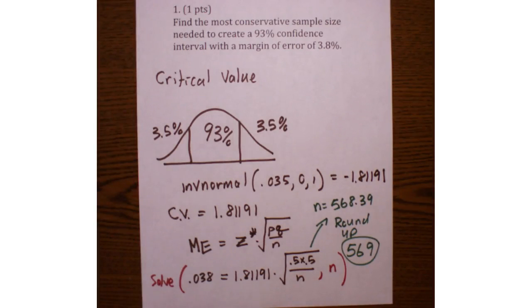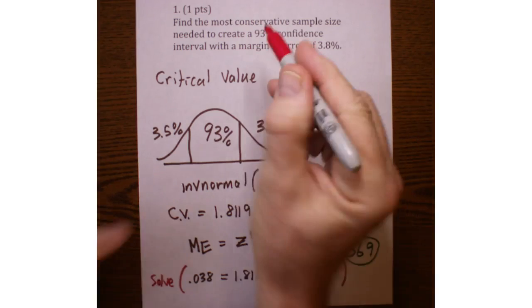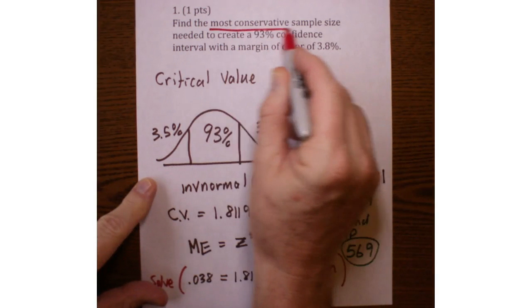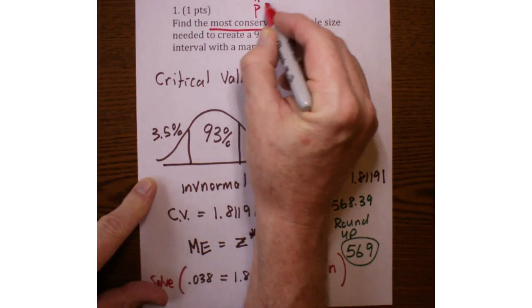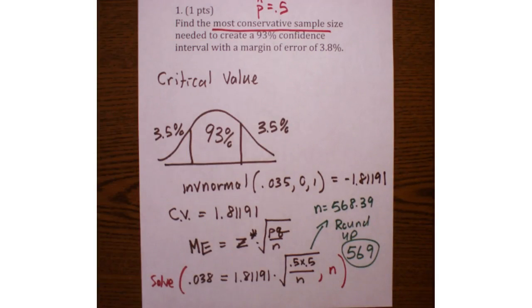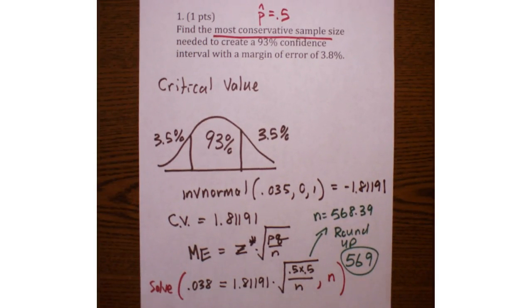All right, kids, here's a couple of problems about finding the sample size that you need to meet a certain confidence level with a certain margin of error. So, for example, find the most conservative sample size needed to create a 93% confidence interval with a margin of error of 3.8%. When I say most conservative sample size, I'm saying our p hat is 0.5. That leads to the largest possible sample size that we need.